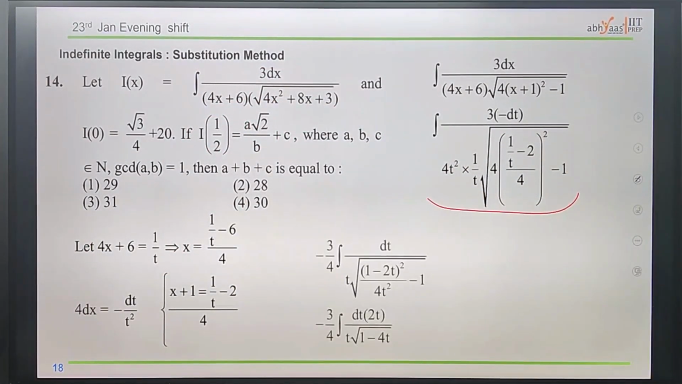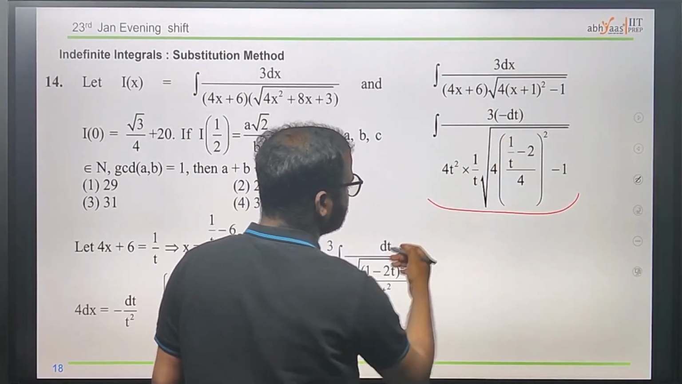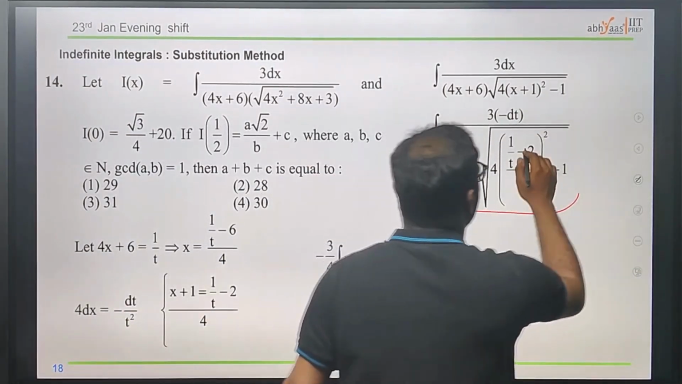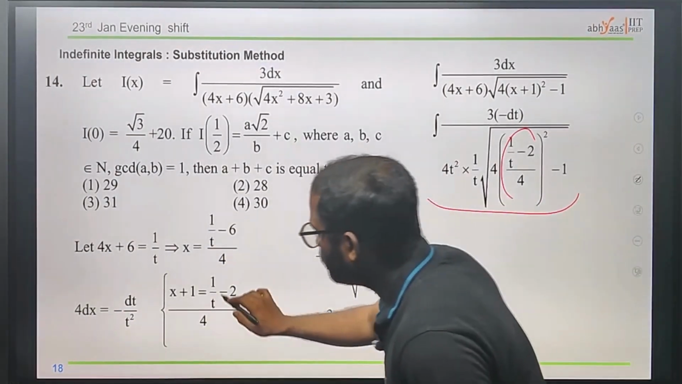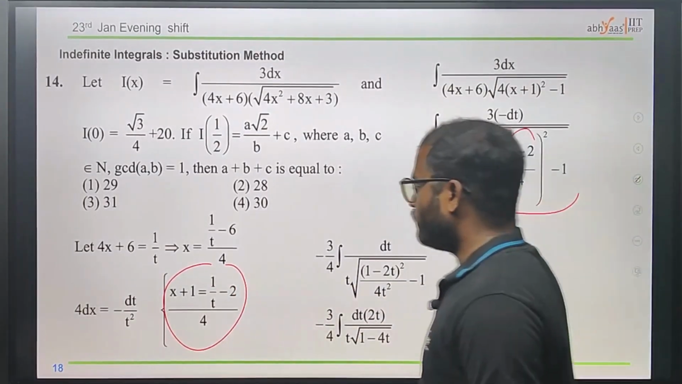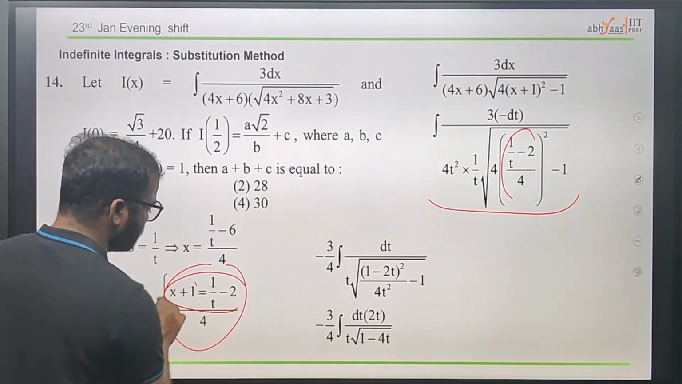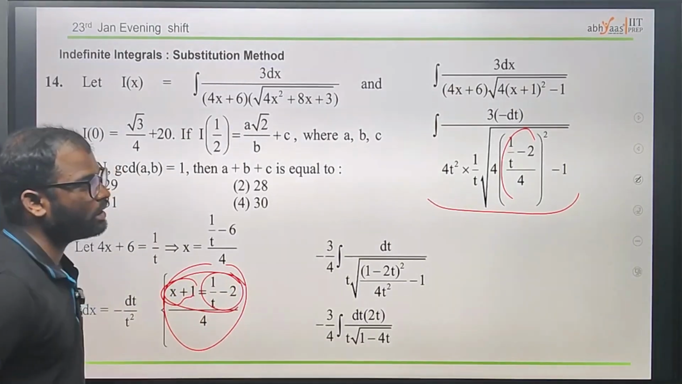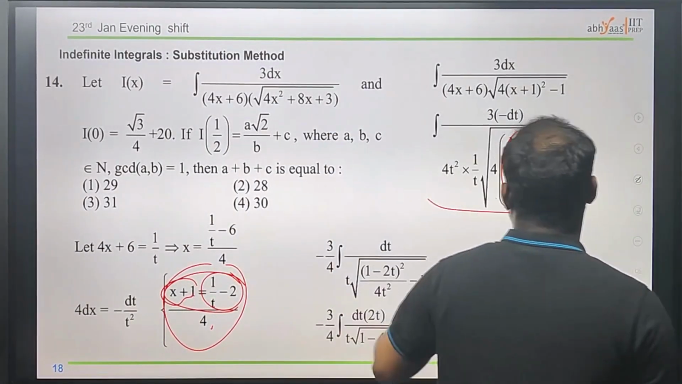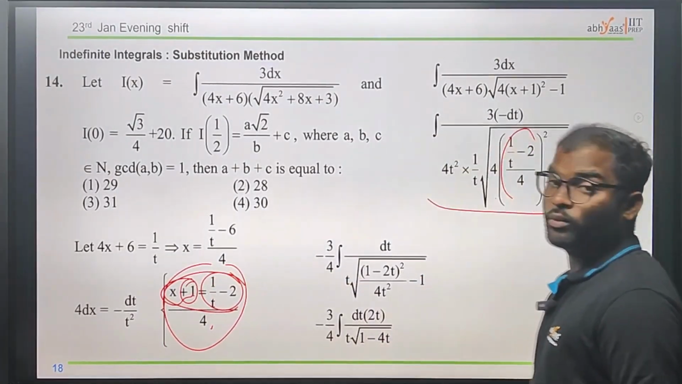Next, after doing some simplifications, we have this one, which is 4t square into 1 by t, and 4 into 1 by 2, substituting from here. Also here, x plus 1 is equal to 1 by t minus 2, divided by 4. We substitute that in place of this one, and minus 1, just taken from here. I hope you understood.